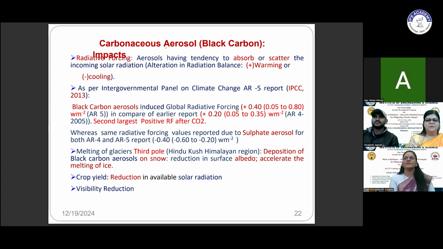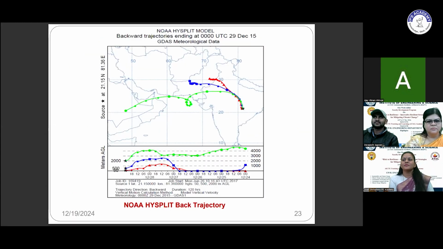Now next is a very important tool. This is a very important tool nowadays for researchers working on this. If anyone wants to pursue higher study on aerosols, then this is a very important tool. This is the HYSPLIT back trajectory. By this we can predict the movement of air mass. Suppose any industry is emitting pollution.